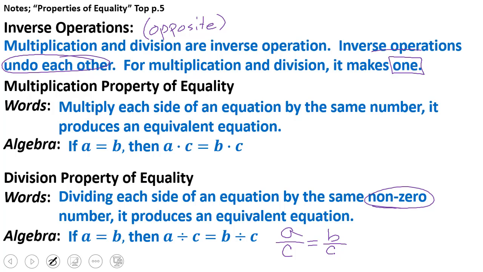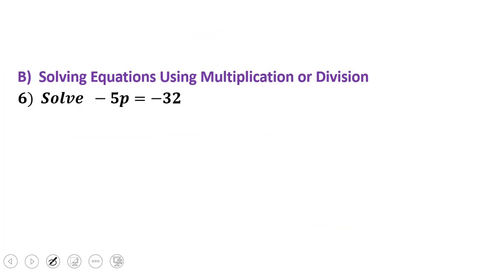All righty? Okay. Moving right along, let's get right into solving equations that have multiplication and division in them. Our first one: negative 5p is equal to negative 32. Our first goal is to isolate the variable. How do we isolate the variable? We isolate the variable by doing inverse operations.